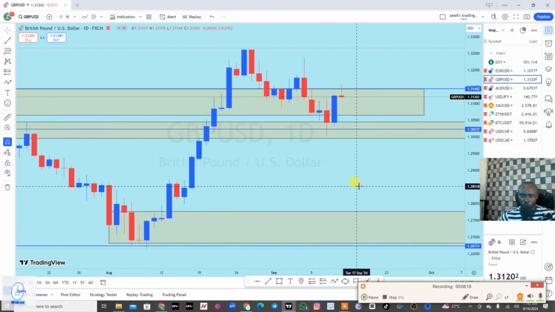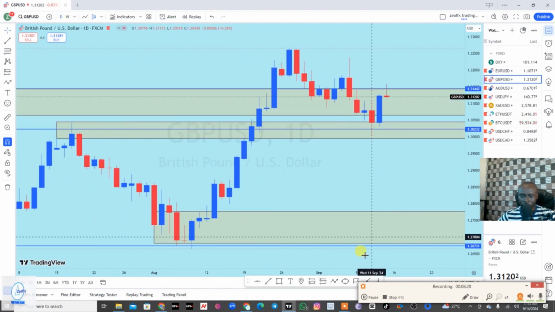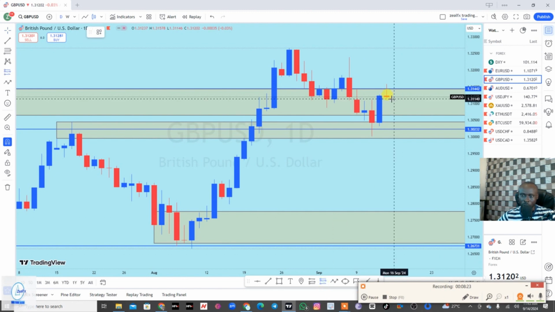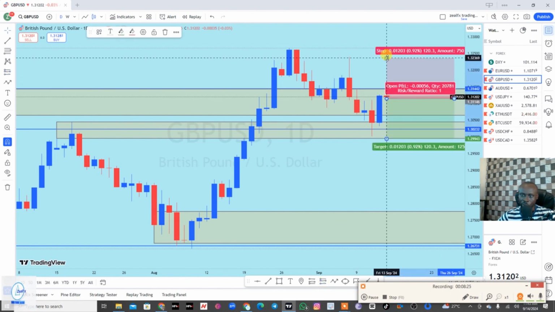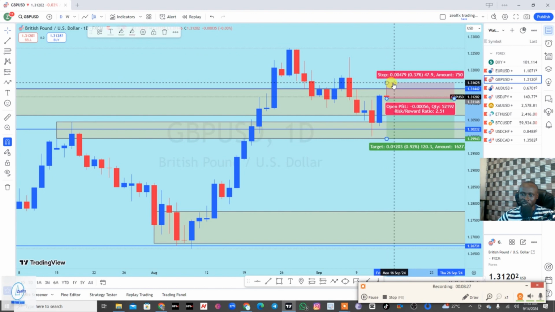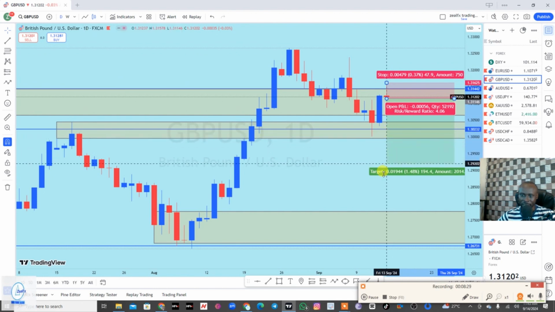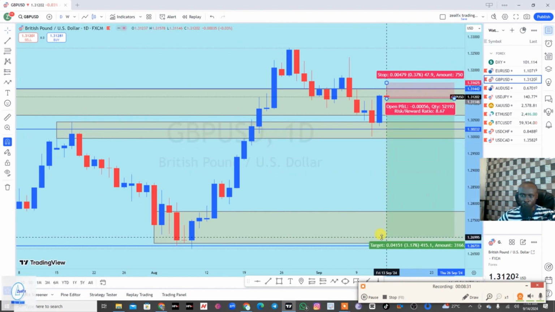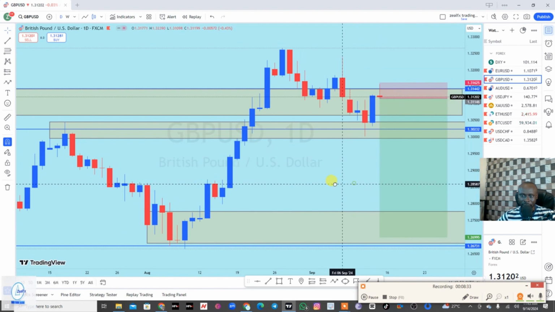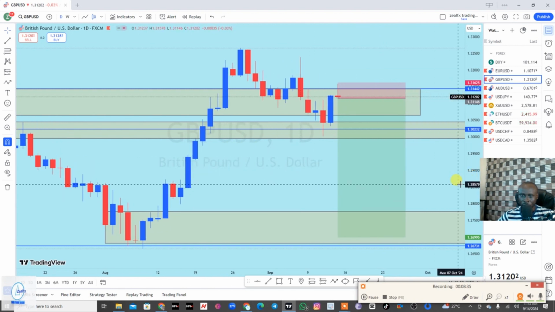So look out for a sell opportunity on the Great British Pound USD. We can use a sell stop in that area, and your stop loss above the signal candlestick, with our first target at this level and our second target at this weekly support level. So that is my analysis for the Great British Pound USD.